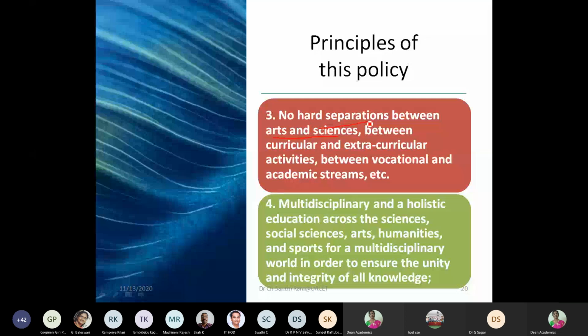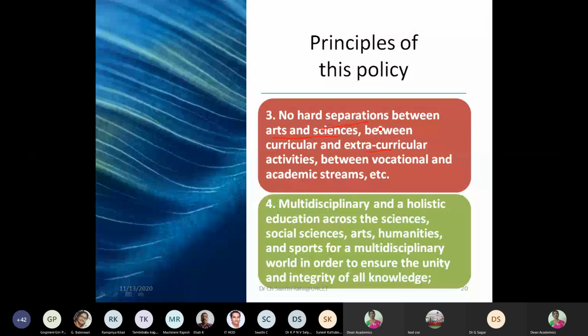Because, for example, if we take a BTech civil engineering student, if he wants to become a dancer, till now we say those come under extracurricular activities. Now they will not be termed as extracurricular in future according to NEP. So there are no hard separations. Any student, this is mainly the holistic development of the student. The main principle of this NEP is the holistic development of the student, holistic education.